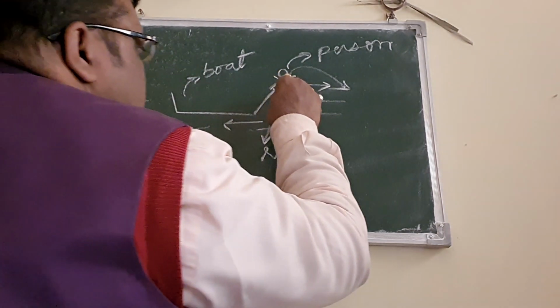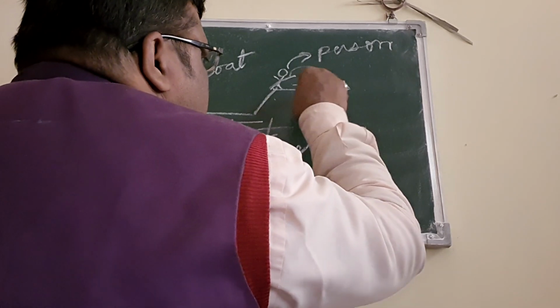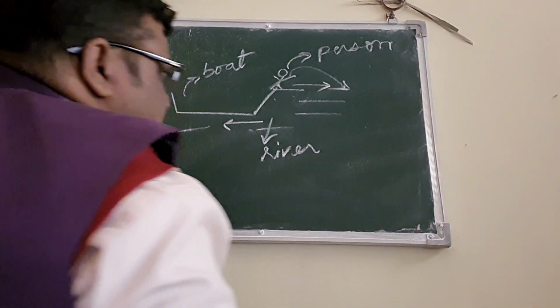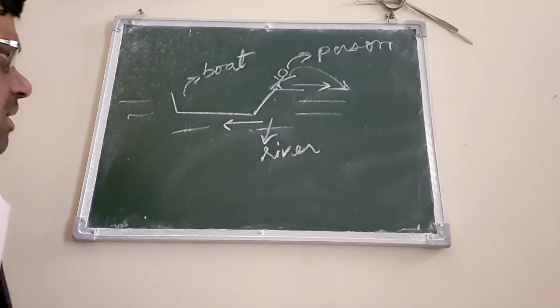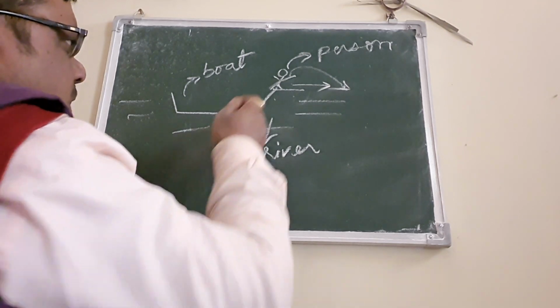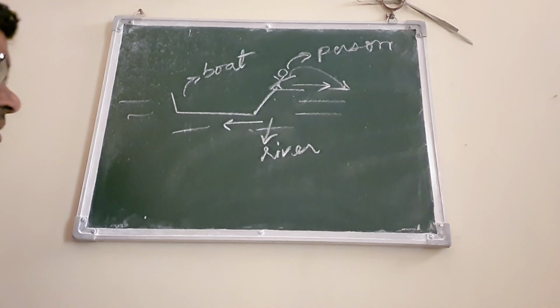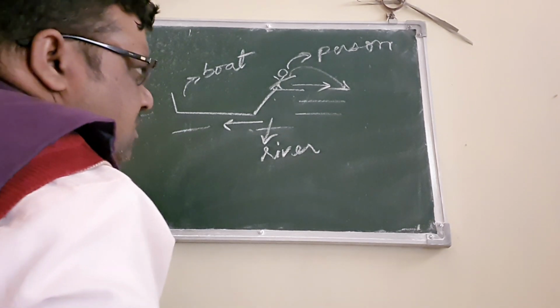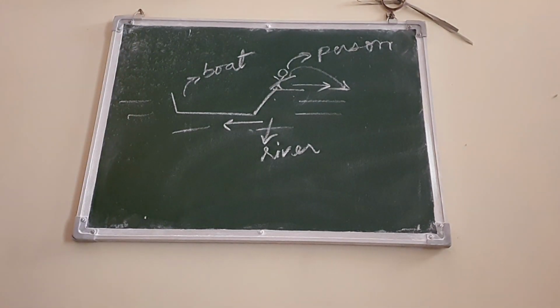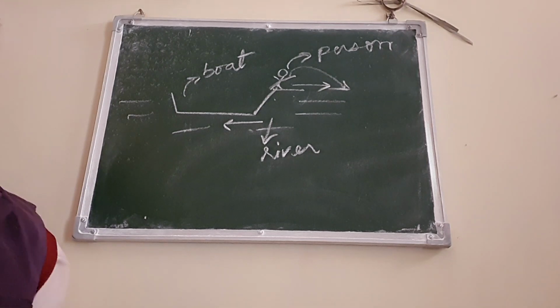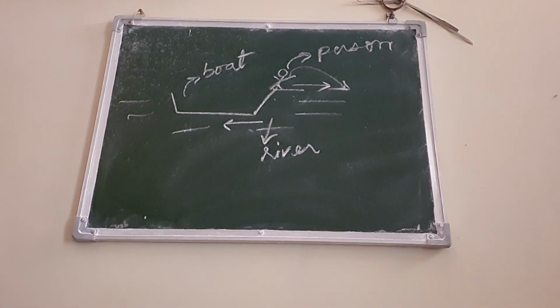So the jumping of the person in the river is the action, and with respect to it, there is a reaction. The boat moves in the backward direction. So this is its reaction. So this is according to Newton's third law of motion. So this is one of the examples of Newton's third law of motion.